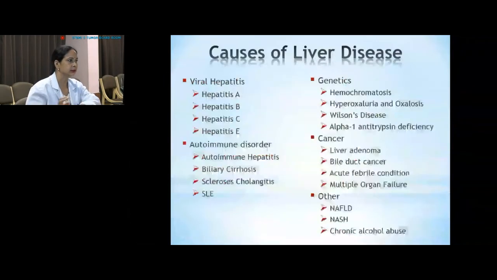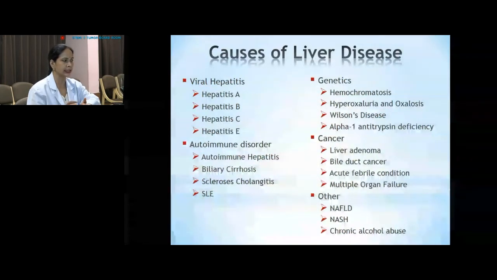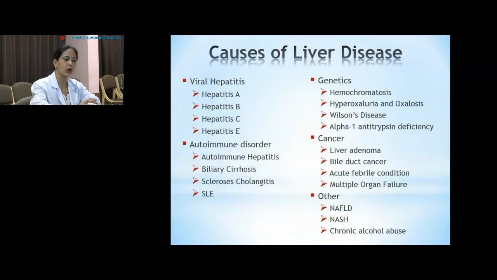Causes of liver disease, everybody knows: positive viral markers, autoimmune disorders including autoimmune hepatitis, biliary cirrhosis, sclerosing cholangitis, SLE, genetic factors, cancer, other causes like NAFLD, NASH and alcohol abuse.